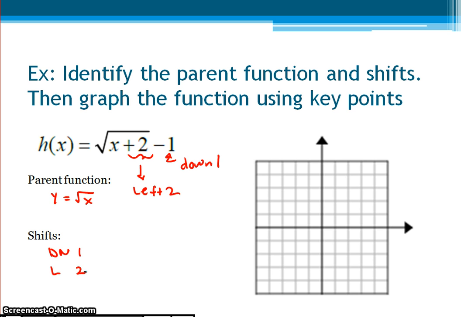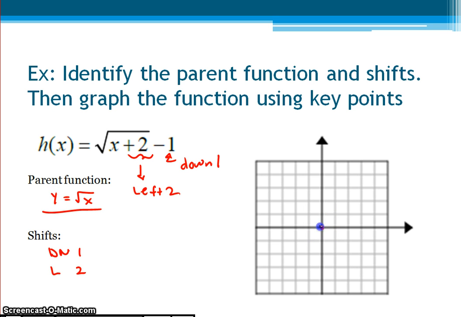Okay, so we're going to start off by drawing our base function. Our base function is y equals square root of x. So you need to either color code yours or use some sort of dotted system. So I'm going to do my parent function in red, and then I'm going to do my final function in black. So you can either do it dotted or have some sort of color coding.